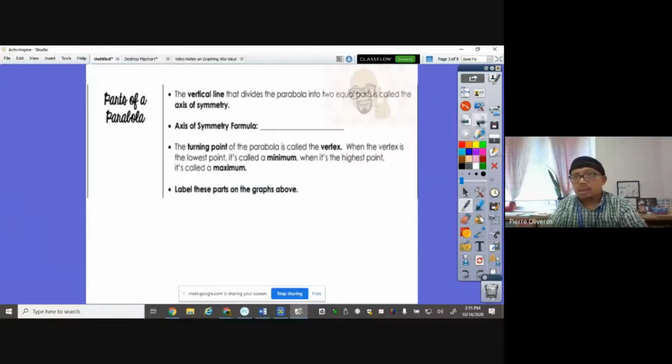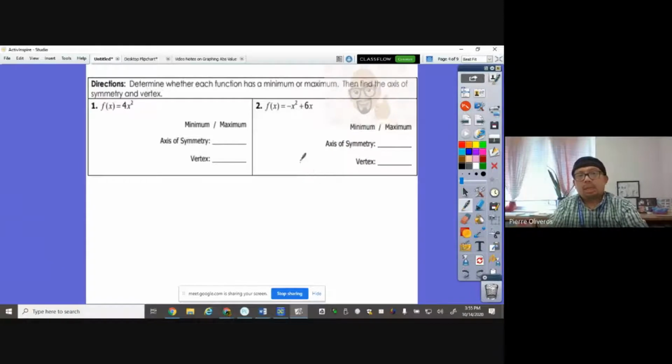All right, let's move on here. Determine whether each function has a minimum or maximum. Again, if it's a minimum, it opens upward, so the value of a there is positive. It's a maximum if a is negative because it opens downward. Then find the axis of symmetry and vertex. Okay, let's do it now.